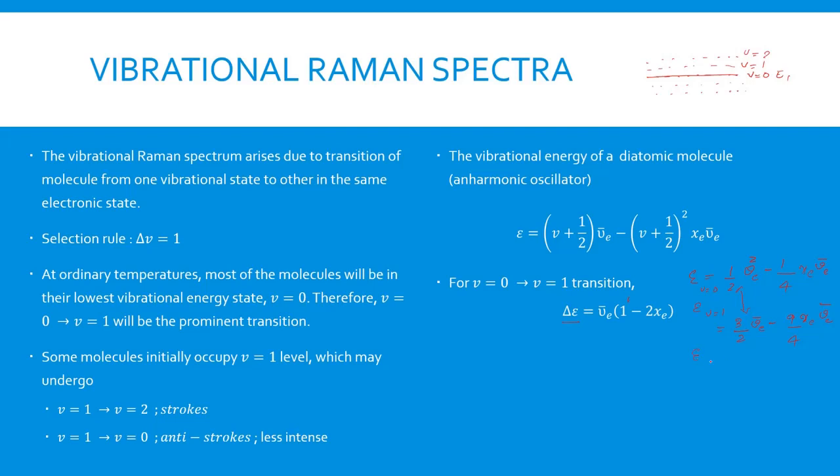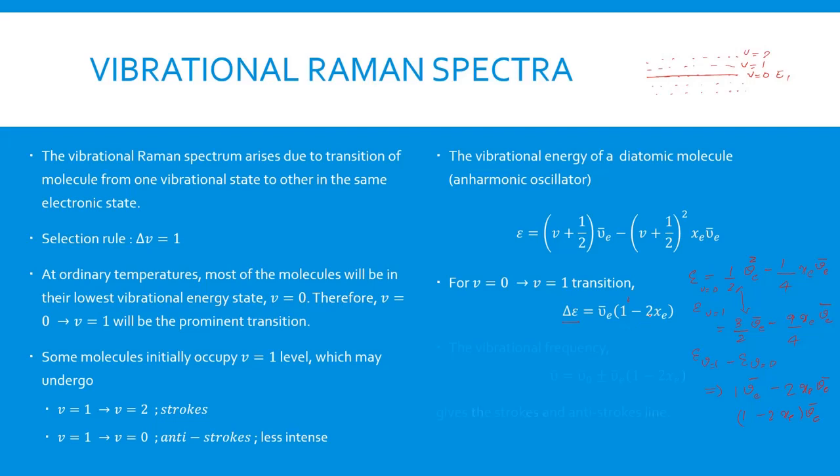The difference between these two energy levels, delta E, is the difference between epsilon for V equal to 1 and V equal to 0, which will be equal to 1 ν̄e minus, what we have here is 9 by 4 minus 1 by 4, which gives 8 by 4, that is 2 xe ν̄e. So it is equal to ν̄e (1 minus 2 xe). Therefore, the energy difference of the transition from 0 to 1 is ν̄e (1 minus 2 xe).